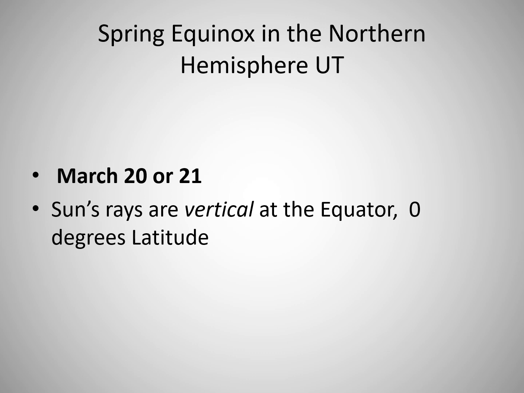How about the spring equinox? The spring equinox will occur on either March 20th or 21st. Where are the sun's rays going to be vertical? Well, for the second day of the year, they will be vertical at the equator. Everybody knows that the equator receives the most of the sun's rays, and that it's the warmest part of the planet.